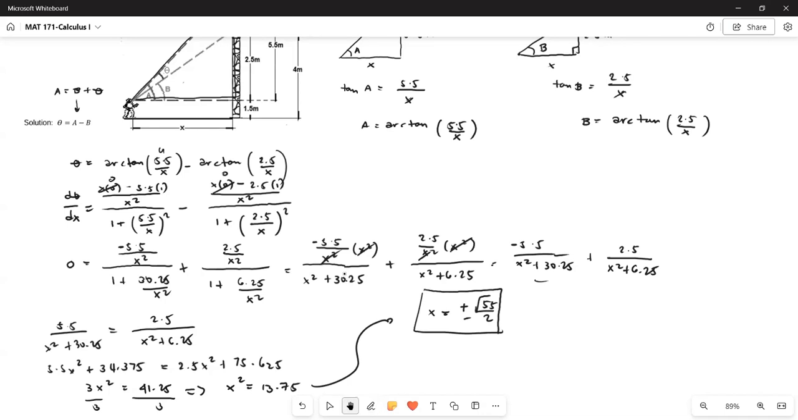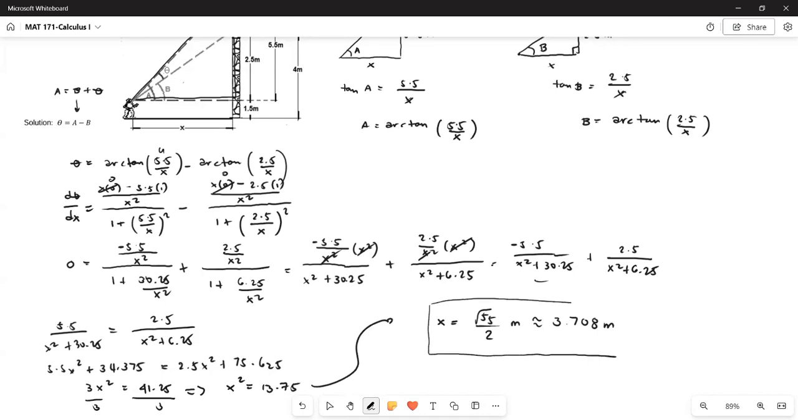Okay. So wag nyo palang kakalimutan yung unit na binigay. Therefore, ito ay meter. So ang final answer natin is equal sa x. X is equal to square root of 55 over 2. Huwag niyong kakalimutan yung unit. Or if decimal naman, pwede yung 3.708 meters. Pero mas accurate yung square root of 55 over 2.